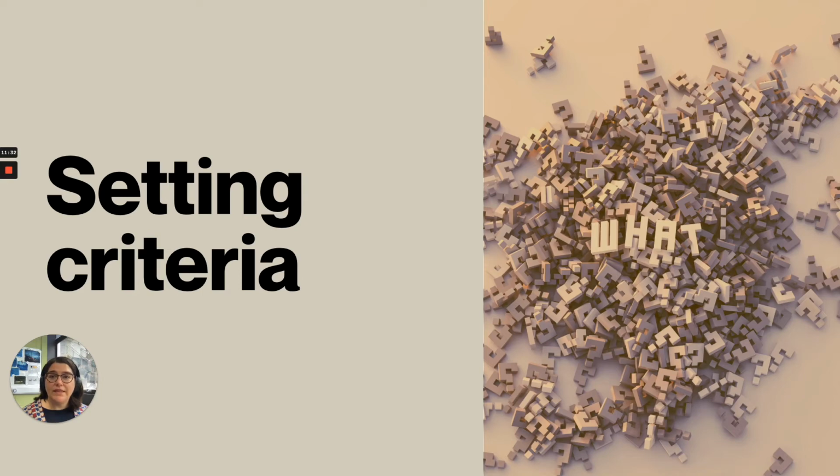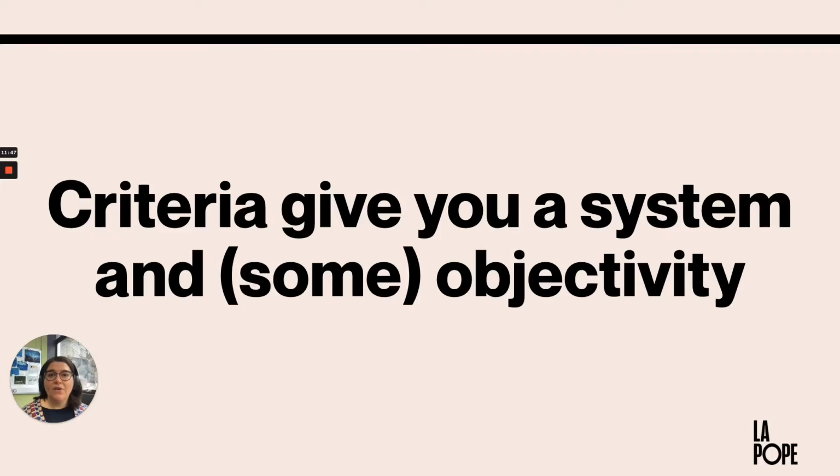Now we're going to talk about setting criteria. In order for your audit to be as systematic and objective as possible, you need to get a list of criteria to review your content against. Don't be tempted to think that you can just look at the page and know what's not working. Criteria are really important because they give you a system, they give you some objectivity. So make sure that you're auditing against a defined list.